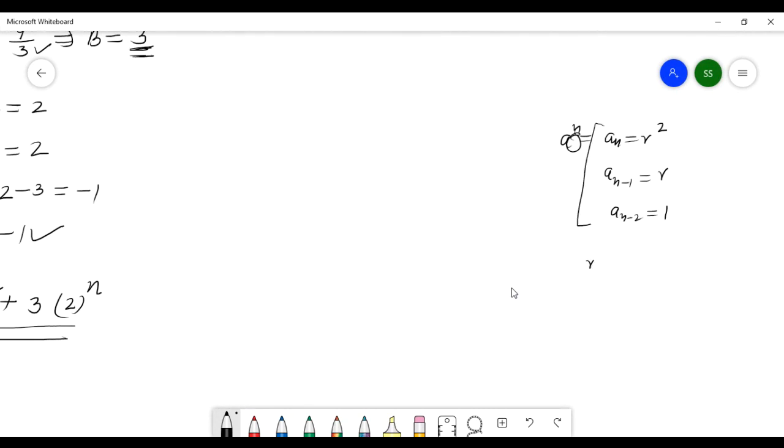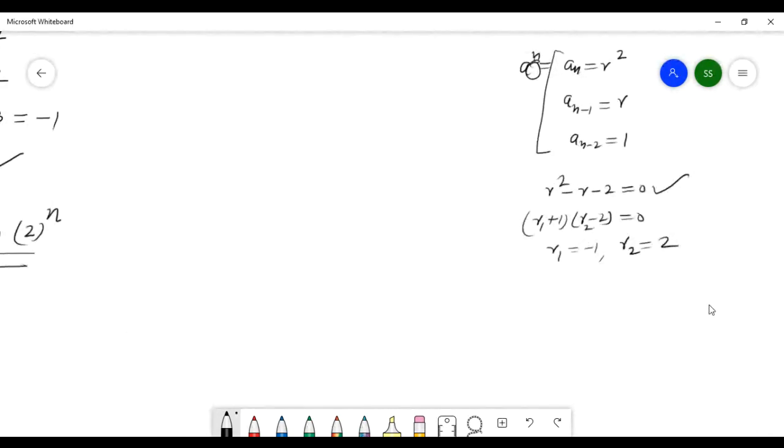Then you find this equation: r squared minus r minus 2 equal to 0. Then you find r1 plus 1 and r2 minus 2 equal to 0. You get r1 equal to -1 and r2 equal to 2. After that, write the general solution: a_n equals A times (-1)^n plus B times 2^n.